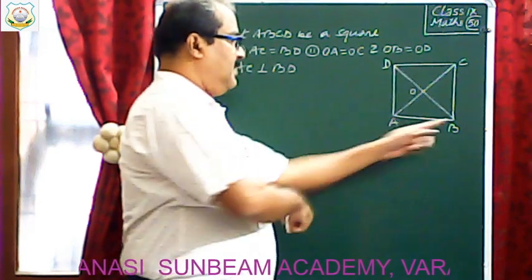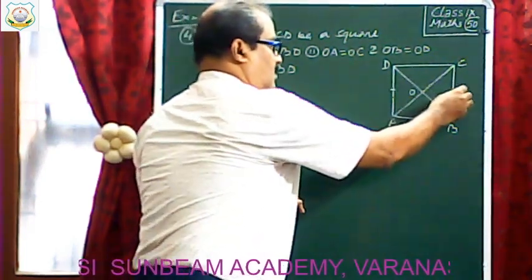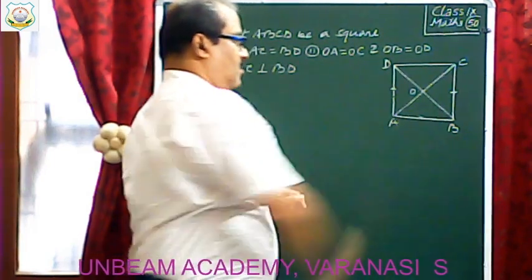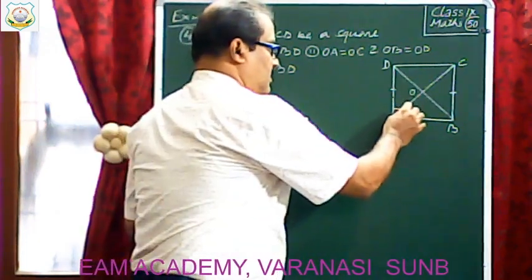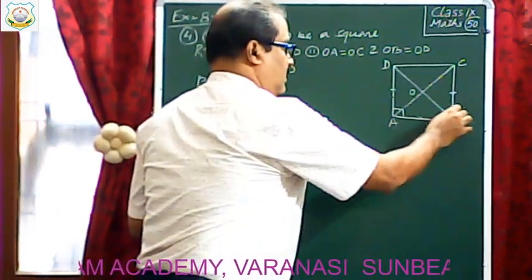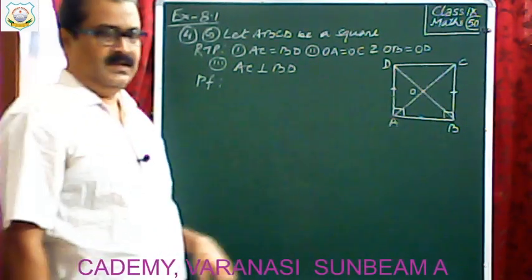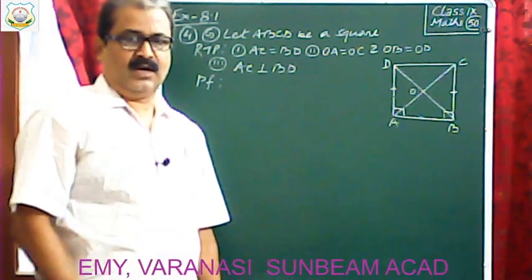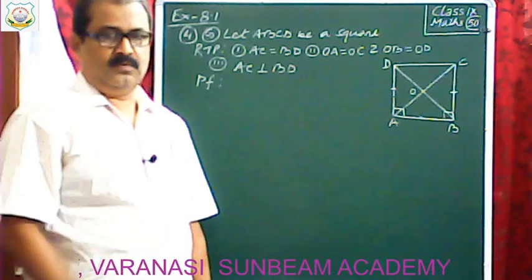Okay, so what we have? Triangle ABC and triangle BAD, BC equal to AD, AB common sides. Since ABCD is a square, each angle is 90, angle B equal to angle A equal to 90. Then by SAS criteria, both the triangles are congruent. Then by CPCT we can say that AC equal to BD.